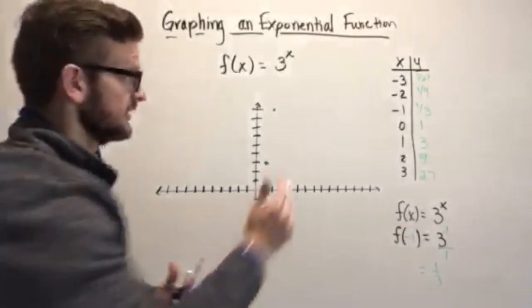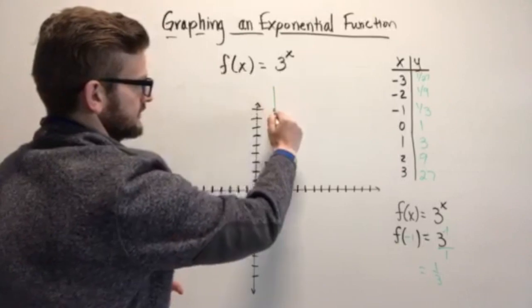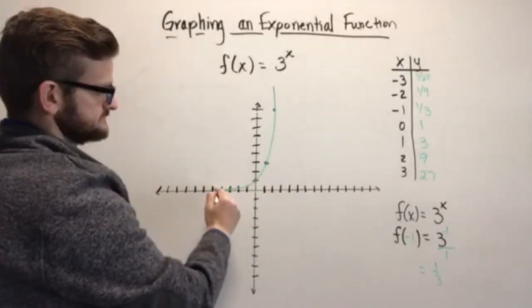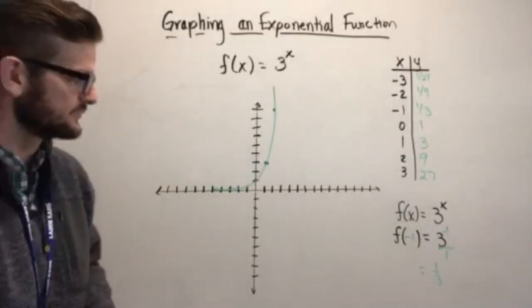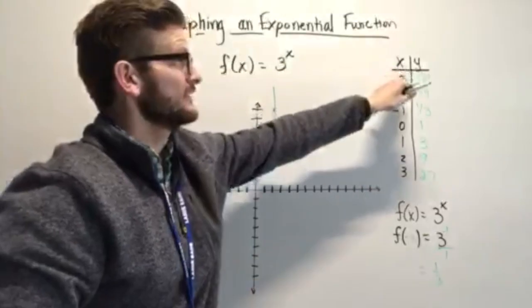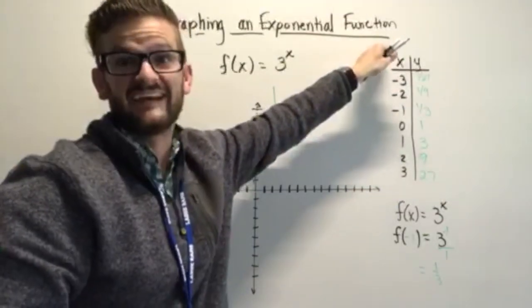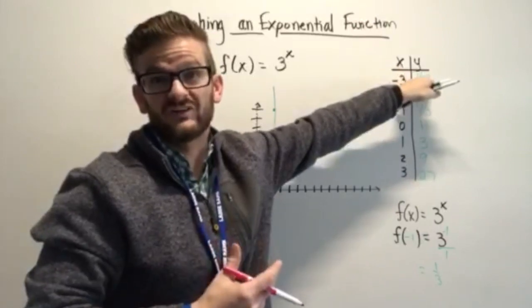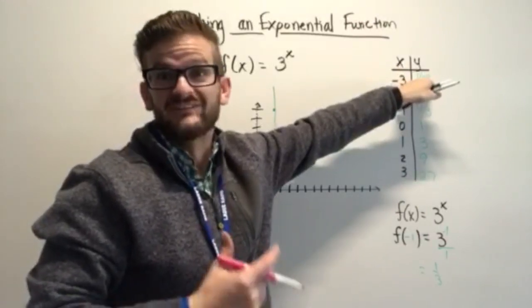So as we look to draw this, we would know it goes up very steeply, and it follows this curve. And this curve gets really, really close. If we extended this table up, and we kept going like -4, -5, -6, this number for the y value would keep getting smaller and smaller, or closer and closer to 0. So we would see that.